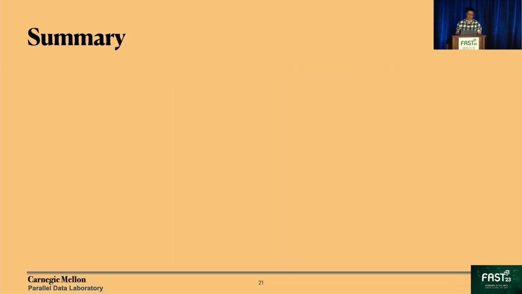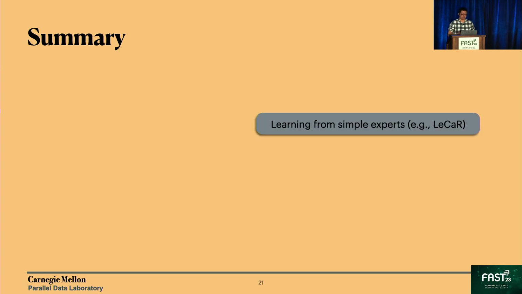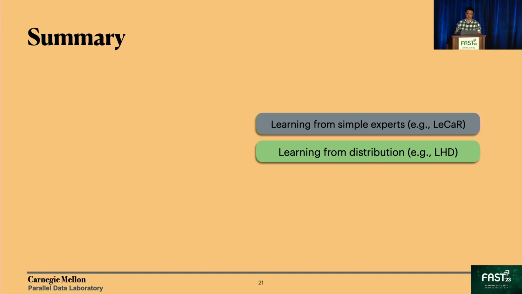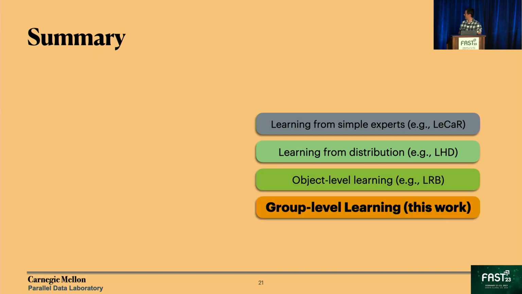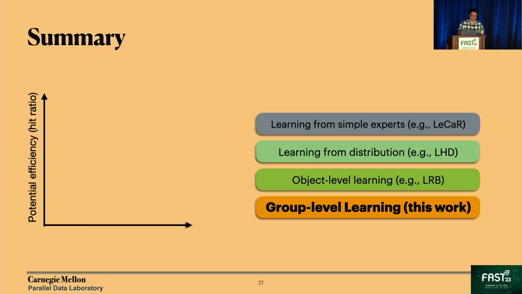So as a summary of today's talk, I talked about the 3 types of learning cache: learning from simple experts, learning from distribution, and object-level learning. Then I introduced group-level learning. If we plot these learning caches on this diagram, which has y as potential efficiency and x as throughput, the upper right corner is the best one.